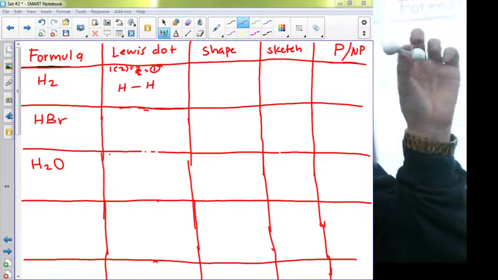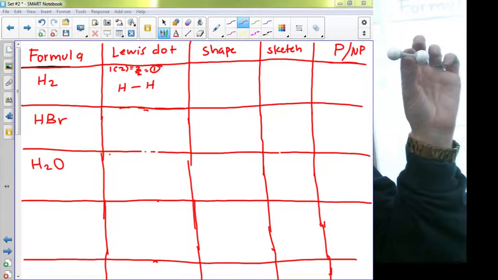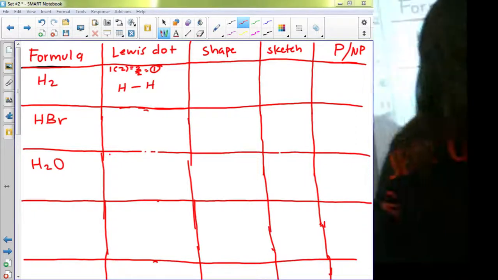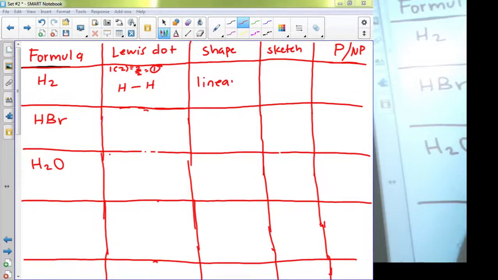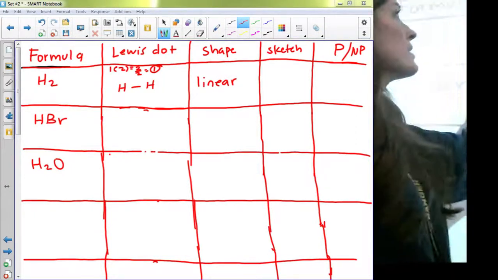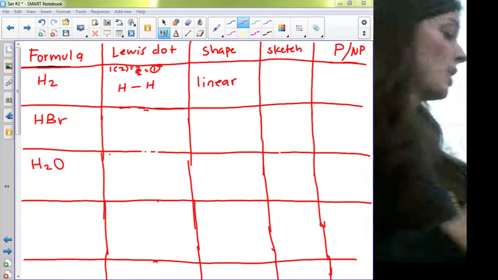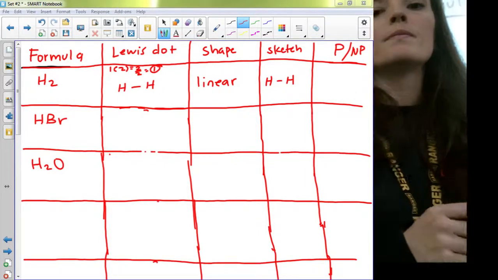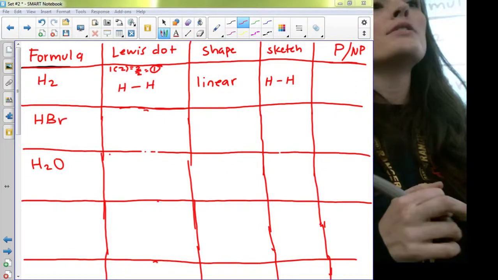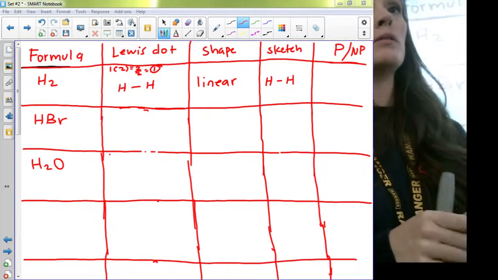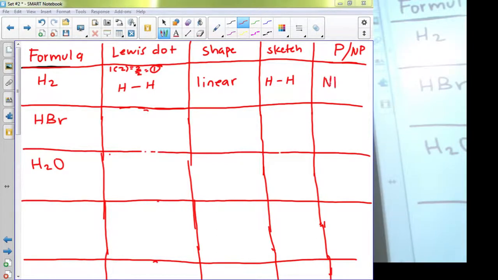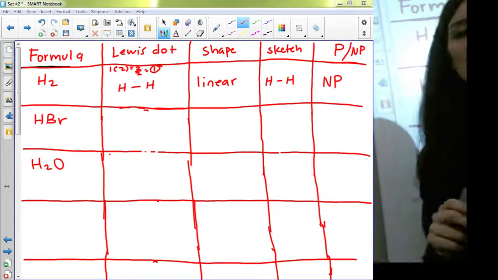What shape is this? It's linear. There you go. It's a line. So for the shape, I would just write linear. And then if I'm going to sketch it, is it going to look any different than my Lewis dot structure? No. I still just have hydrogen connected to hydrogen. So you don't have to draw that any differently. Is this polar or nonpolar? Nonpolar. How do I know it's nonpolar? Because the electrons are all shared equally.